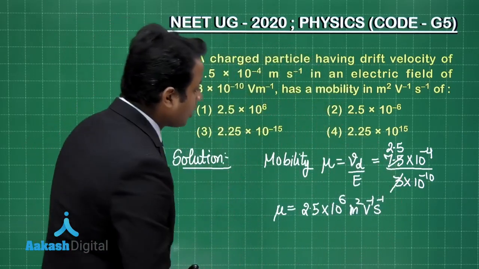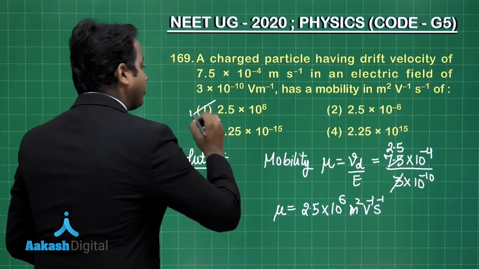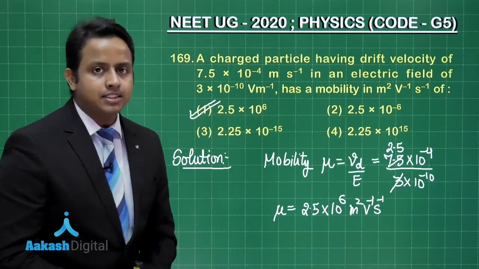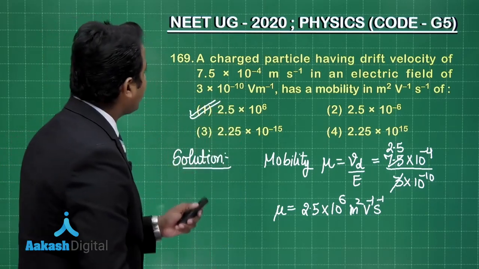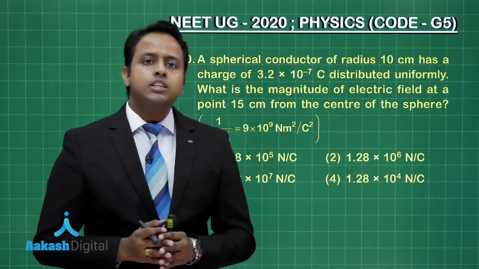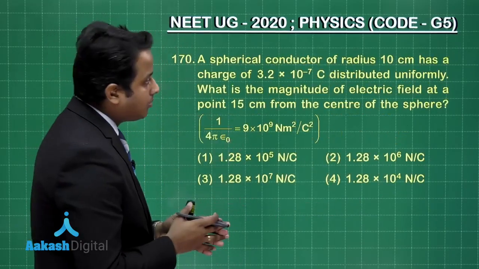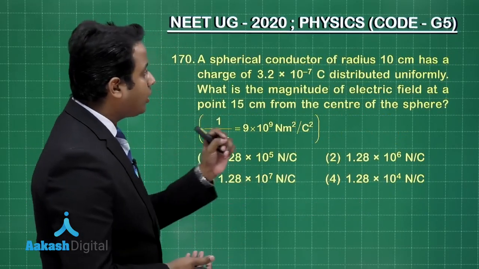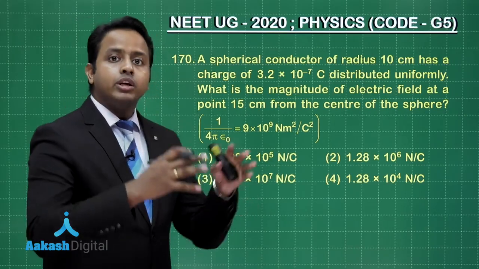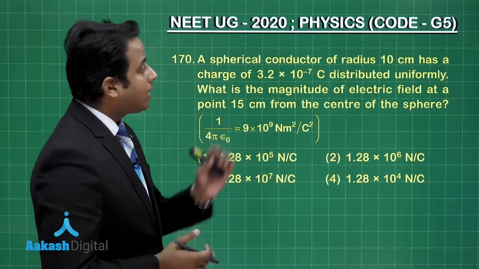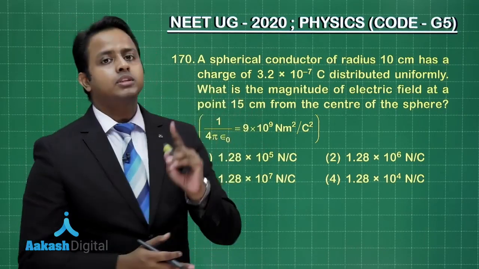So out of the given options, which would be the correct choice? Option number 1, that is 2.5 × 10^6, will be the right answer for this question. Now moving further ahead, question number 170 of this paper says a spherical conductor of radius 10 centimeter has a charge of 3.2 × 10^-7 coulomb distributed uniformly. What is the magnitude of electric field at a point 15 centimeter from the center of the sphere?